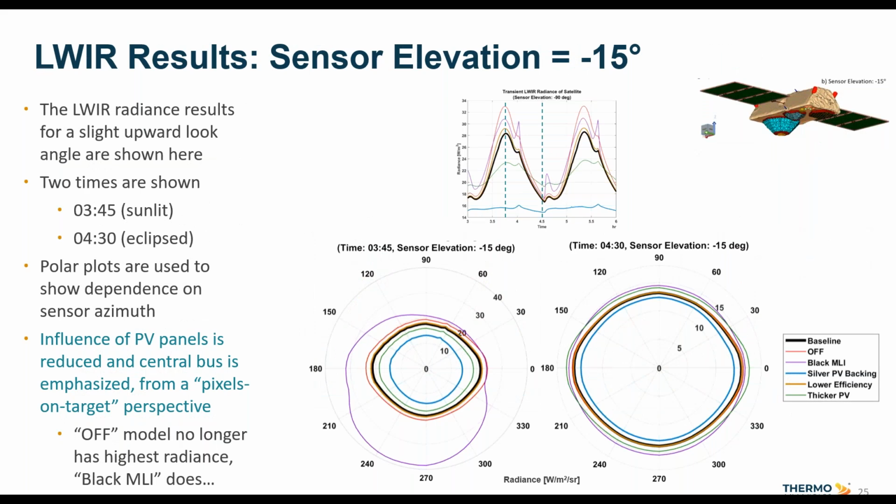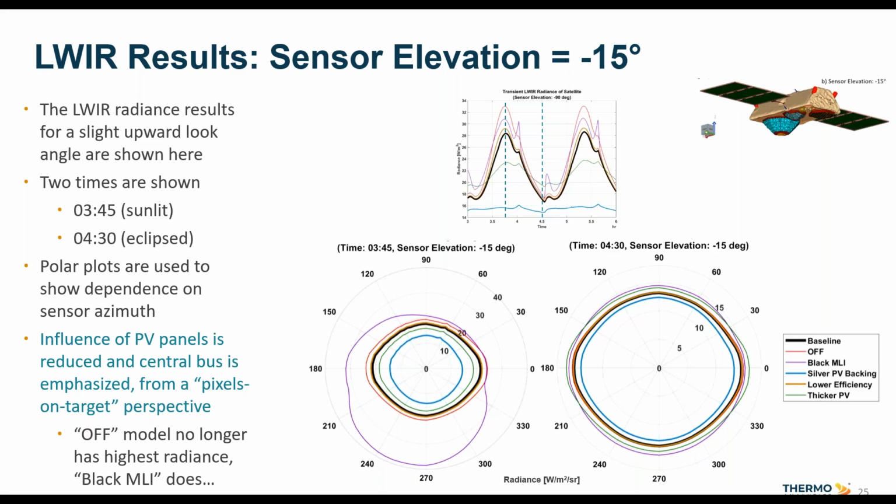Now we're going to start looking at the other two sensor perspectives. And as I said, we're going to move the sensor in 360 degrees around the satellite from that elevation angle, so we can get a kind of holistic look at it. And we're going to present these results using these polar plots. We see two different polar plots here, one on the left being at 3:45, which is the sunlit scenario, and the one on the right being 4:30, which is the eclipsed time of the orbit.